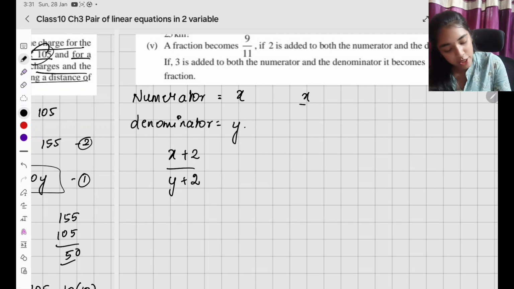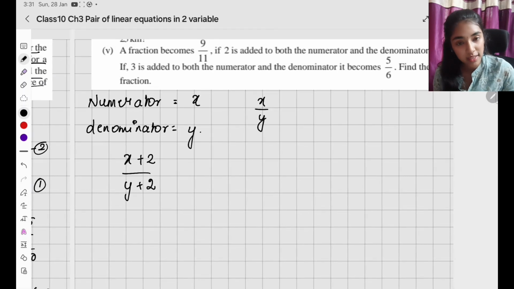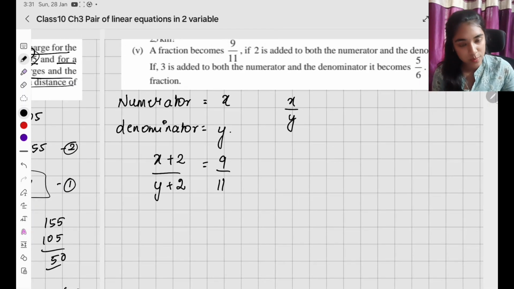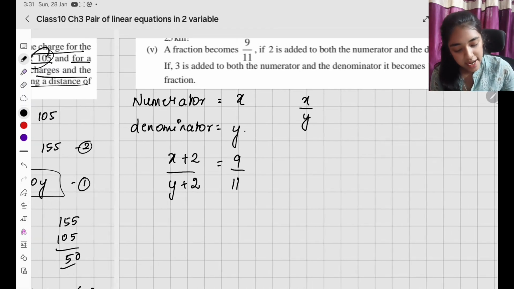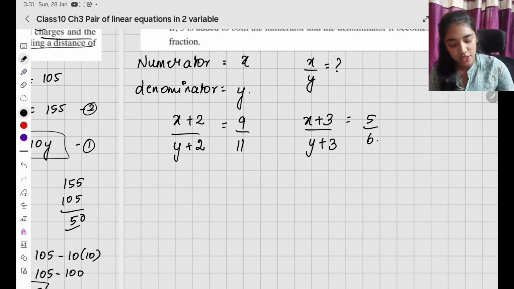So this is going to be a fraction. X by y is your fraction. So when 2 is added to both denominator and the numerator, your fraction becomes 9 divided by 11. So this is one equation. Then if 3 is added to both numerator and denominator, the fraction becomes 5 divided by 6. Find the fraction. So x divided by y and then kekranga. So let us find the values.